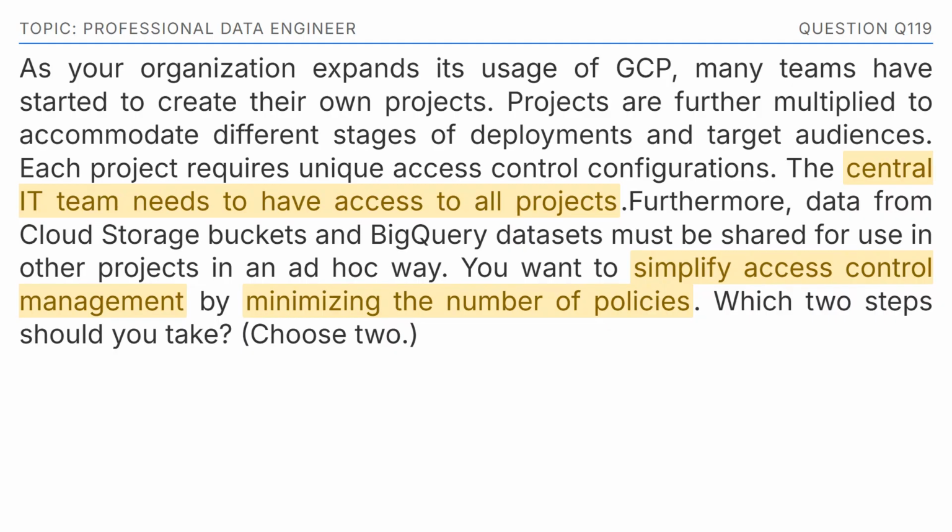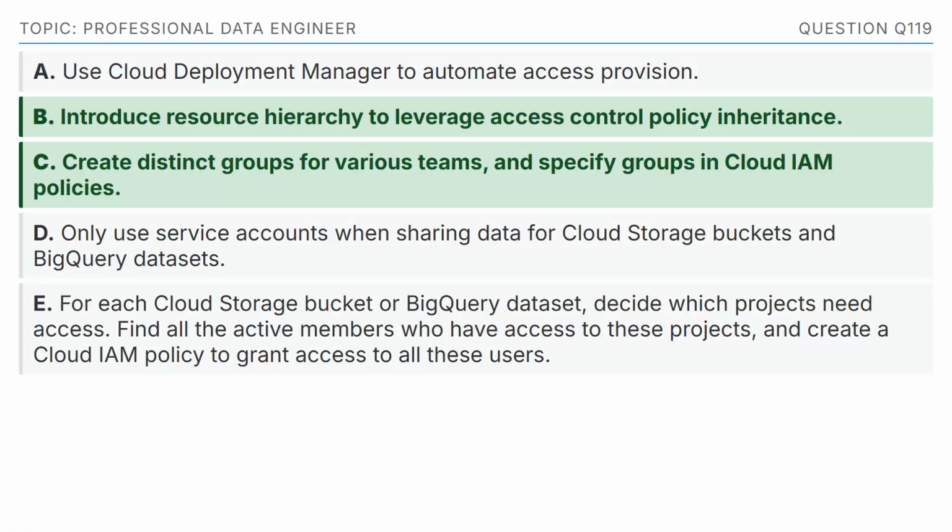To arrive at the correct answer, we focus on the keywords: central IT team needs to have access to all projects, simplify access control management, minimizing the number of policies. The correct answers are Option B, introduce resource hierarchy to leverage access control policy inheritance. And Option C, create distinct groups for various teams, and specify groups in Cloud IAM policies.